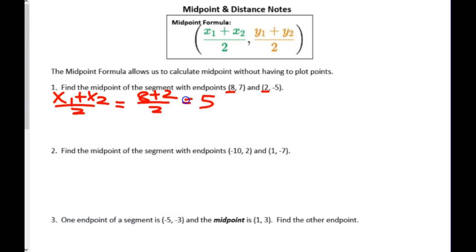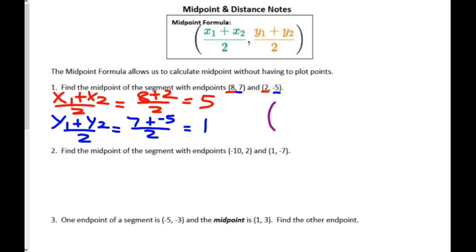That's just the x value. What are the y values here? Right, so y1 plus y2 divided by 2 is going to be 7 plus negative 5, or 7 minus 5 is the same thing, divided by 2. Okay? So what is 7 plus negative 5? Write this down. Or 7 minus 5, what is that? 2, and then divided by 2 should be 1. Okay? Now, those two numbers need to be written as an ordered pair, coordinates. So x comma y is going to be 5 comma 1. Cool?